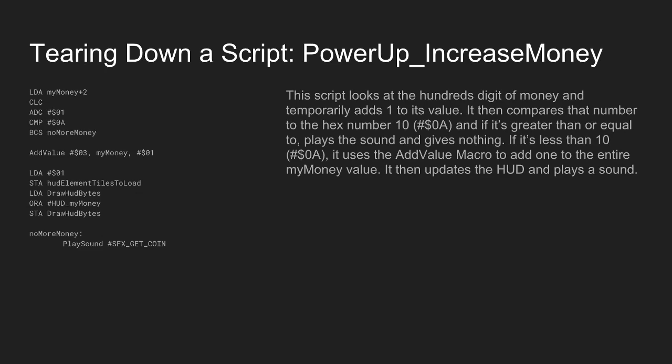Next, we can tear down the power up increase money script. This script actually changed a little bit from 4.0.6 to 4.0.11, but when we get there, we will show that modification. I'm using two increases because the main thing that I want to cover here is the major difference being the macro.